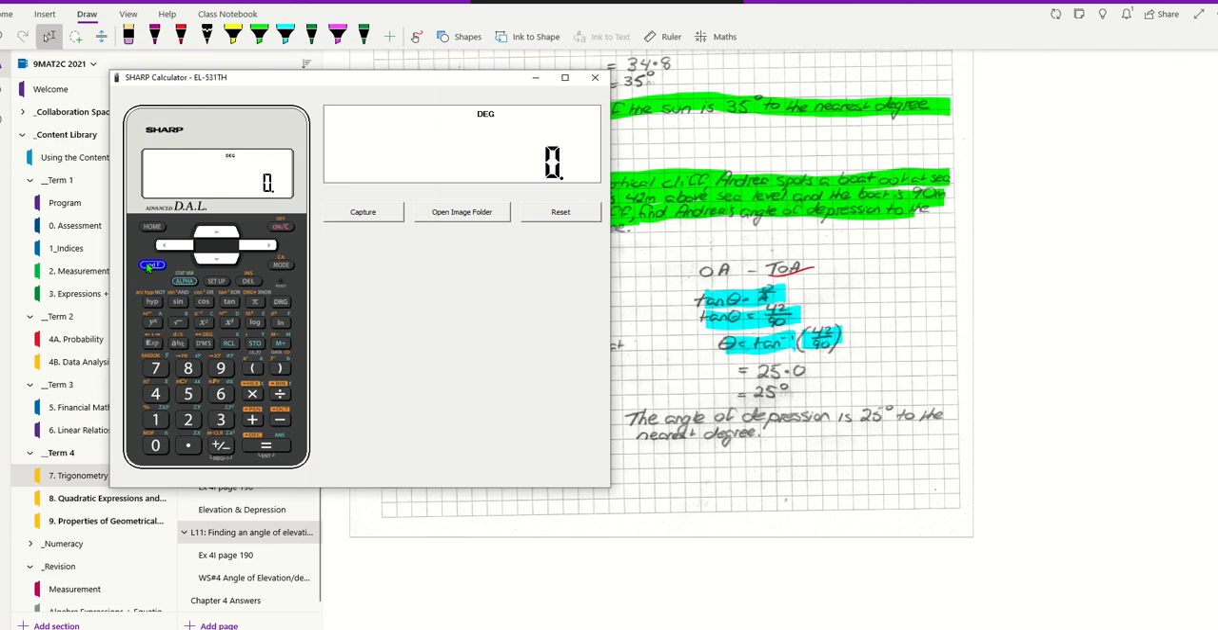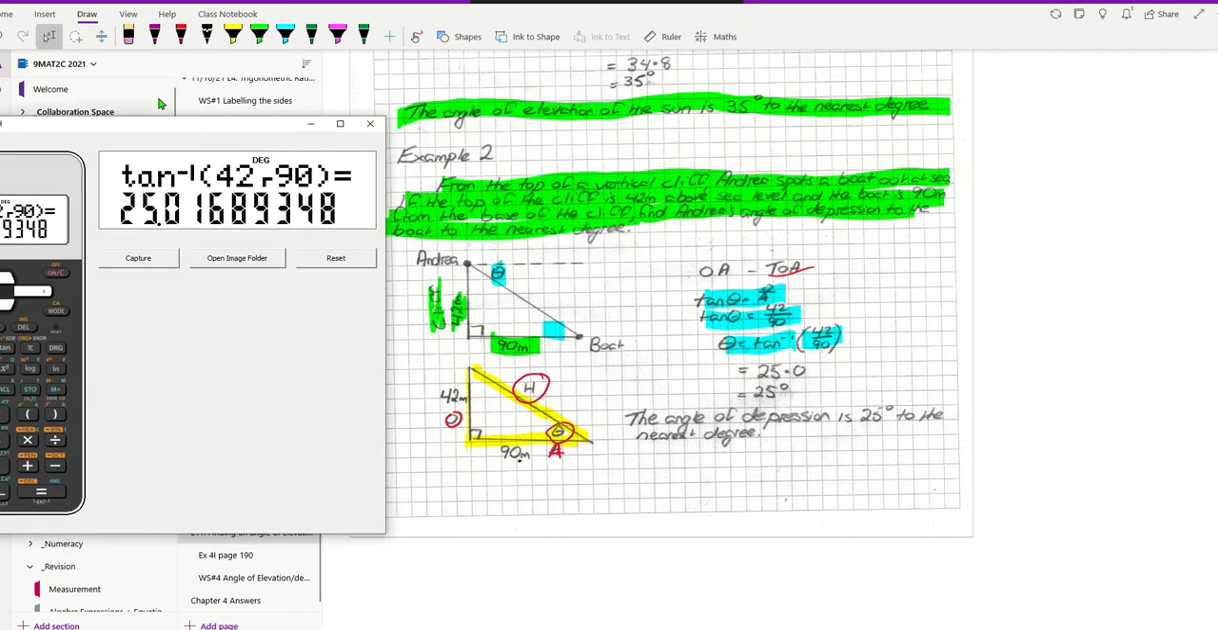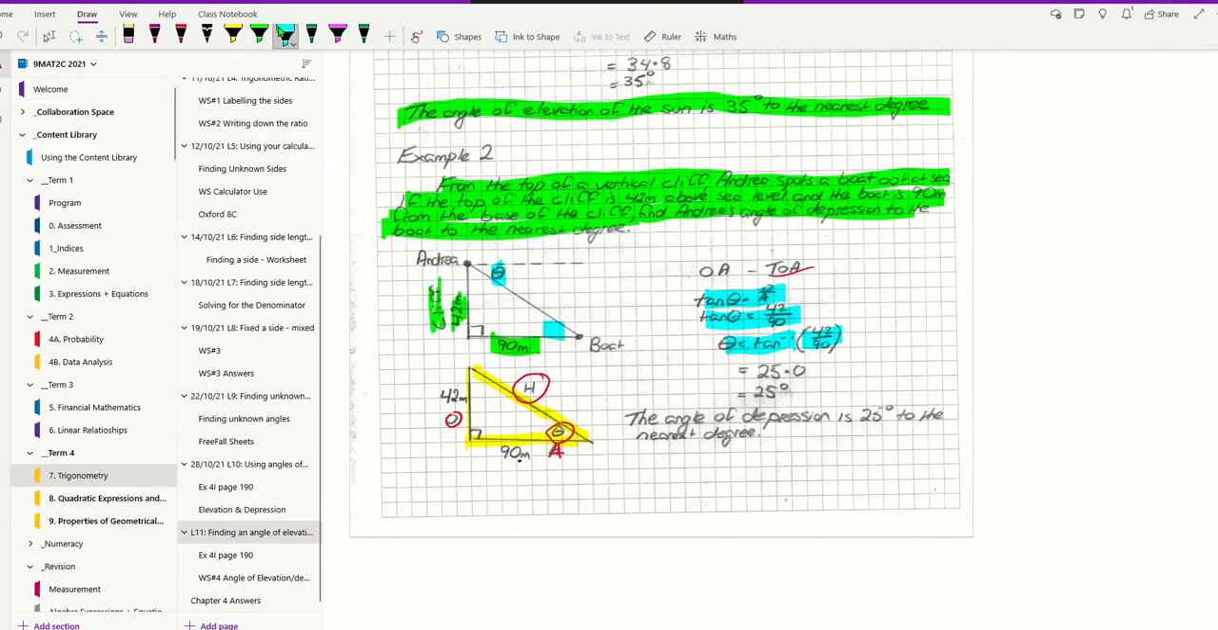clear that. Second function, tan minus 1. Put my bracket in, and I'm going to go 42 on 90. 42, I am going to use the ABC over 90, and then close my brackets still, equals 25.0. So 25 degrees, so my answer, I'm going to write it out as a sentence. The angle of depression is 25 degrees to the nearest degree.